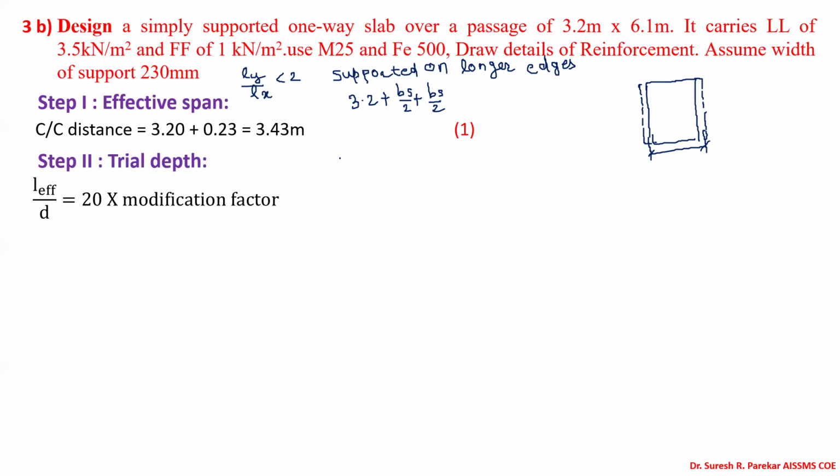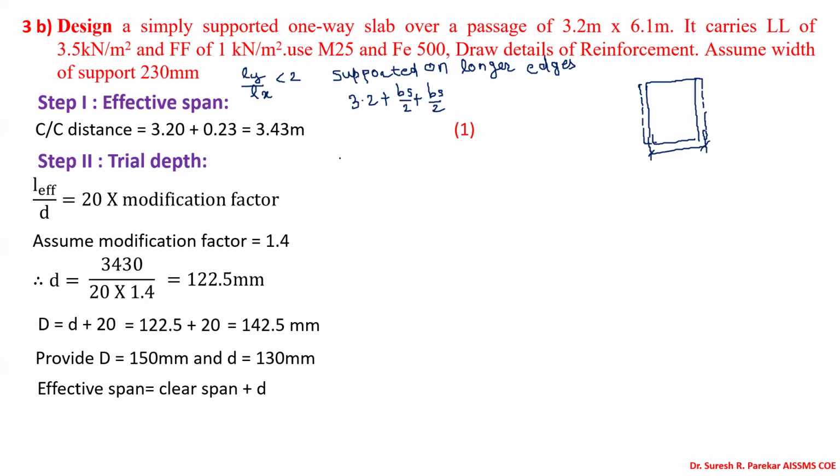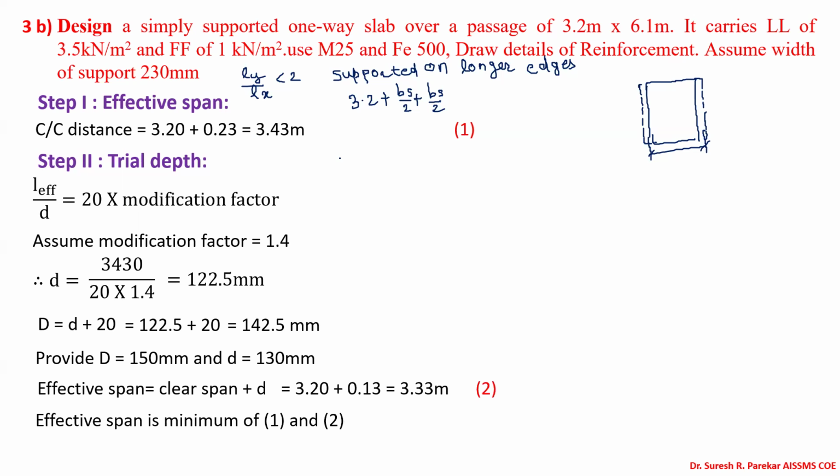Then trial depth we have L effective by D, same. Assume modification factor 1.4. Calculate D. That is L effective upon 20 into modification factor. Then we can have overall depth, which is equal to 142.5, and we will provide overall depth 150. So small d is 130 millimeters. Then effective span we have clear span plus d. Clear span is given and d we have 0.13. So 3.33. Now minimum of 1 and 2, we have effective span 3.33 meters.